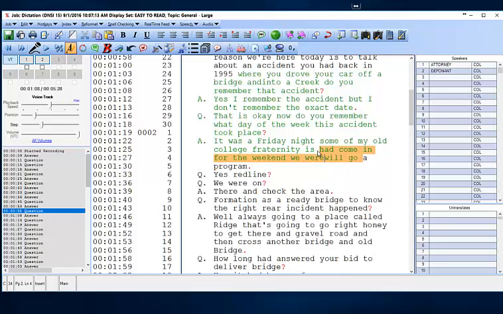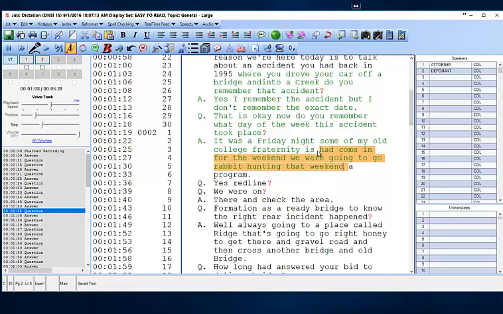We were going to, I'm going to hit Control D to get rid of the word will. That's delete. Control D. We were going to go rabbit hunting that weekend. Alt-P to play one last time. Page down to move to the next utterance.